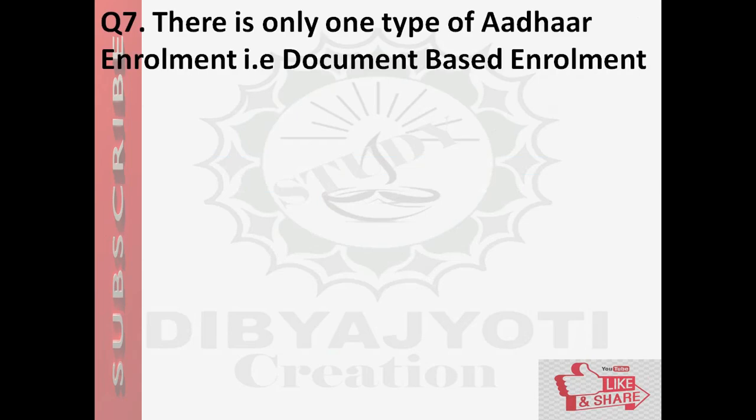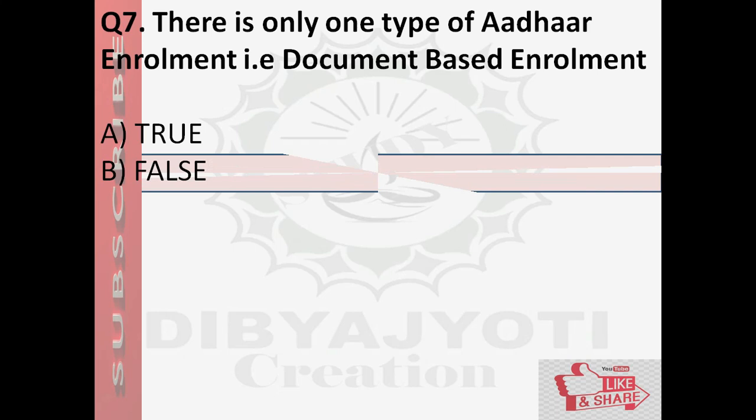Then next, there is only one type of Aadhaar enrollment, such as document based enrollment. Option A, true; option B, false. And answer is option B, false.